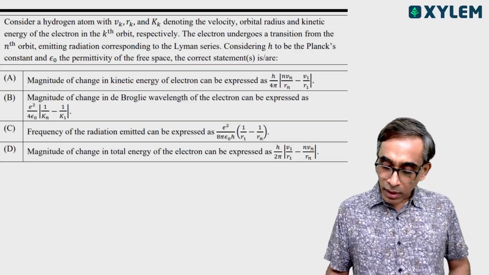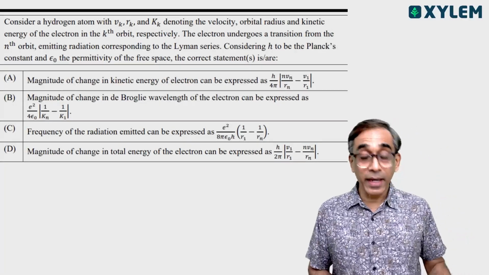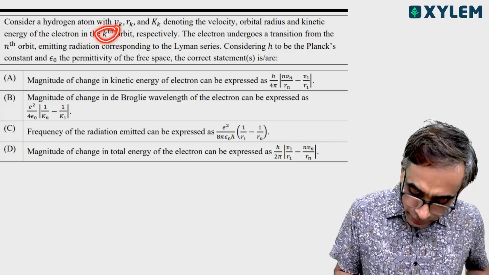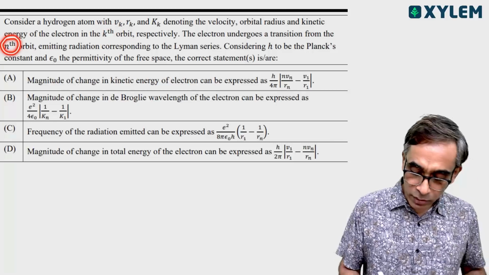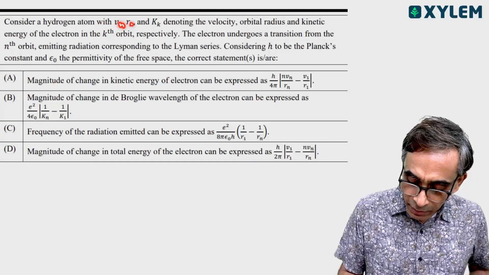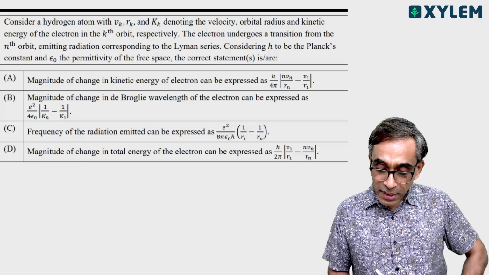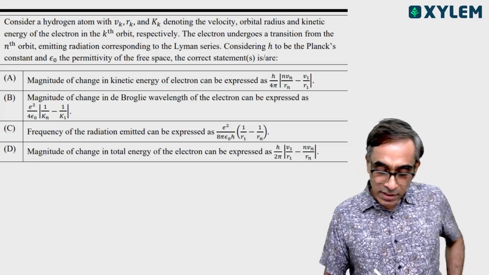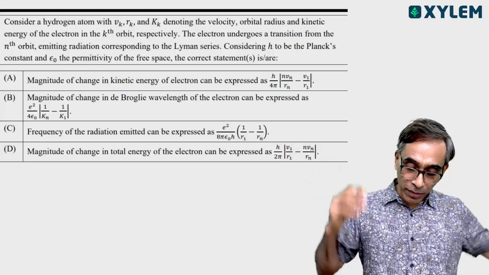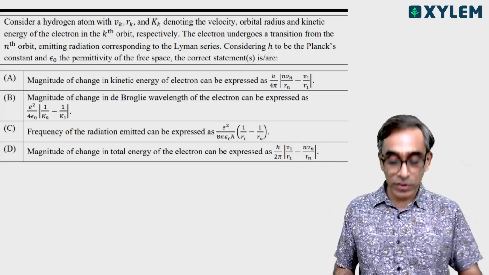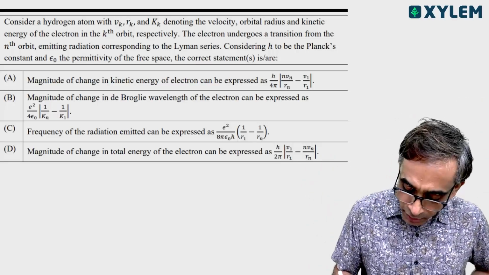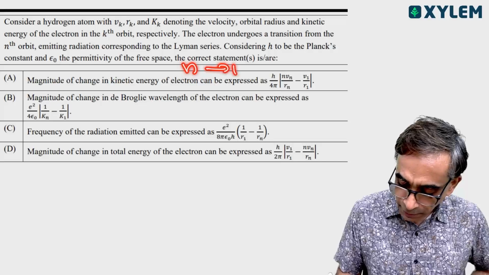The electron undergoes a transition from the nth orbit. So this is about kth orbit, you are talking about nth orbit. So in this, k in every term will be replaced by n. Emitting radiation corresponding to the Lyman series. So Lyman series means it should be from nth orbit to the ground state. So it is n to 1. Transition is from n to 1.